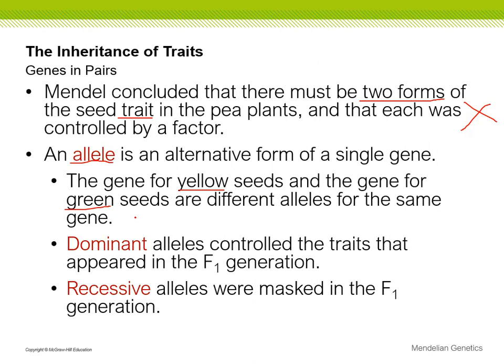So how come the first generation was all yellow? Every single one was yellow. What happened? Well, what ended up happening there is yellow was the dominant gene. It controls the traits that appear, and recessive traits get masked. And I will explain that more soon.